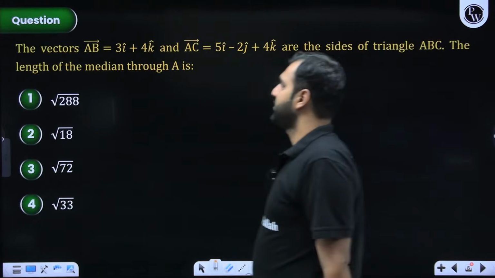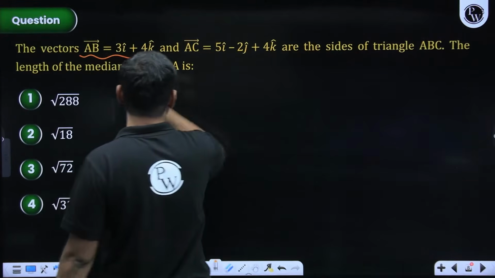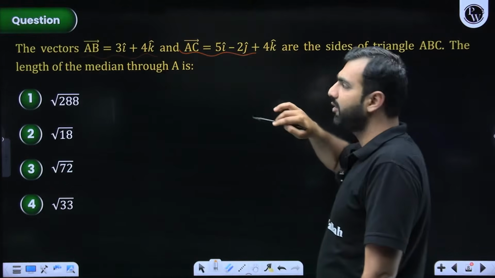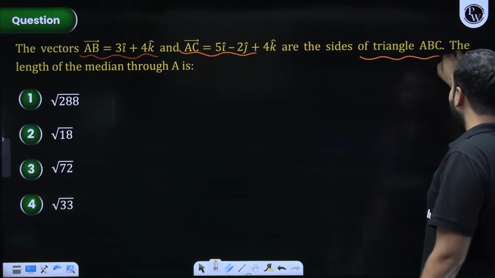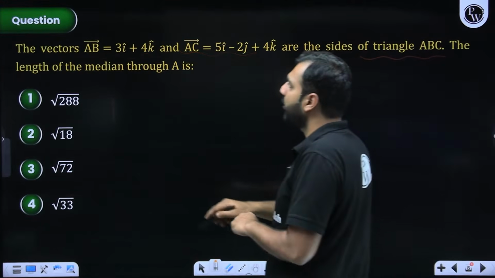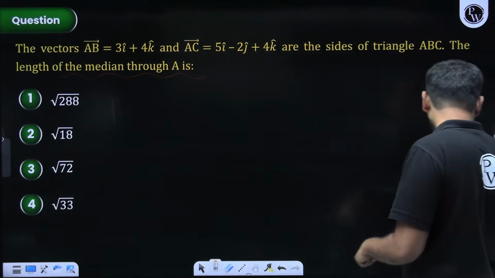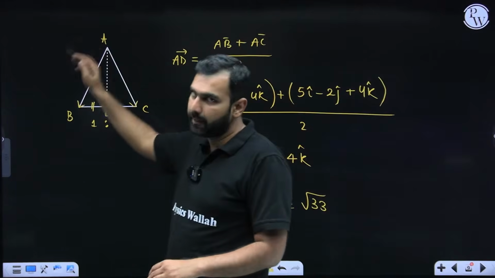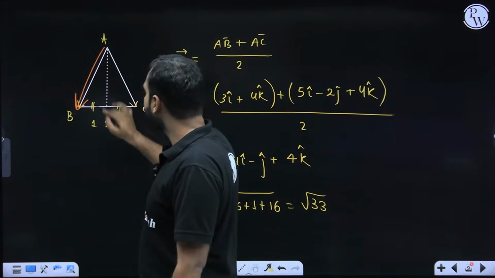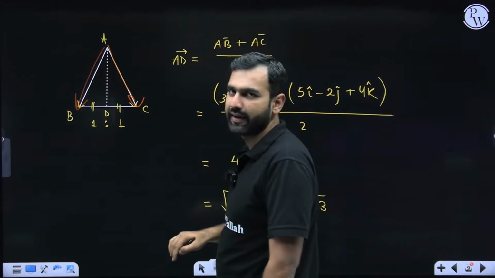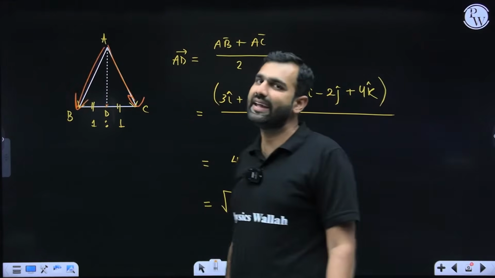Look at the next question. It says vector AB is given by this, vector AC is given by this, and they are the sides of the triangle ABC. Then you are asked to write the length of the median through A. First of all, try and visualize this here. Triangle ABC is given, side AB is given, side AC is given, and then a median AD is drawn.